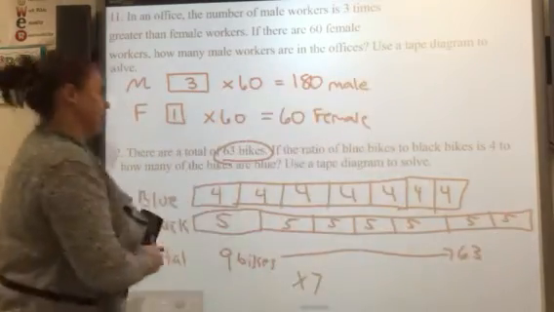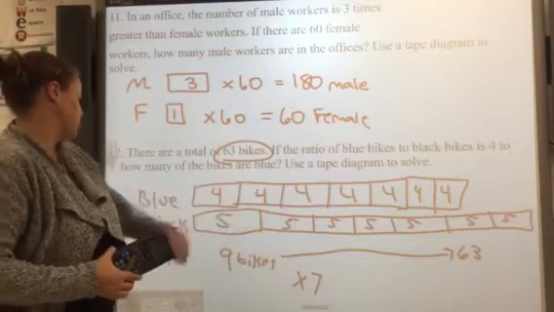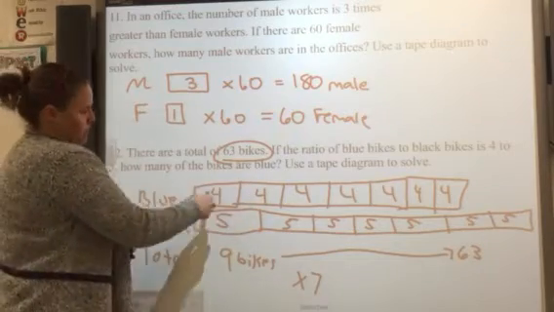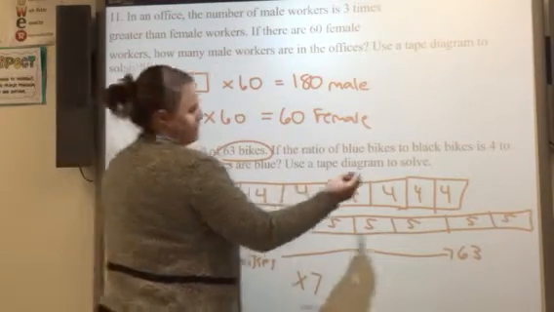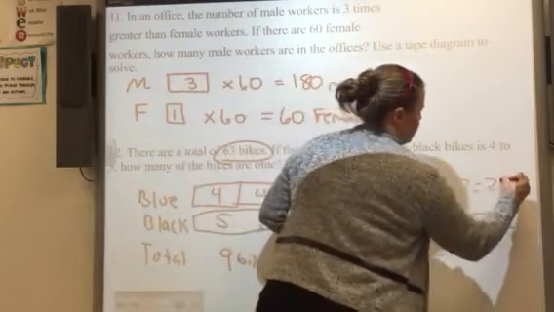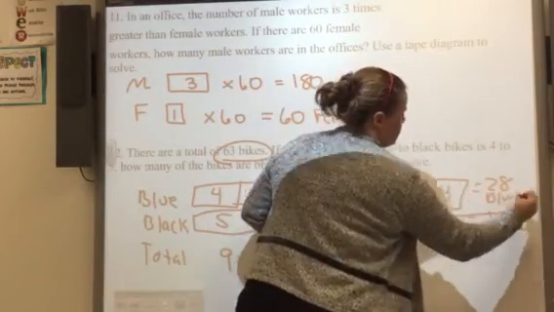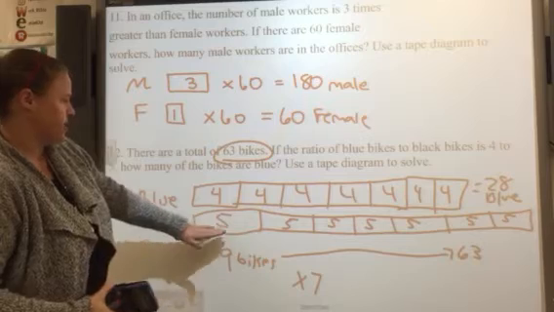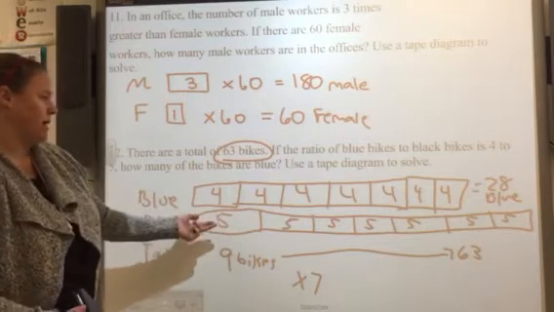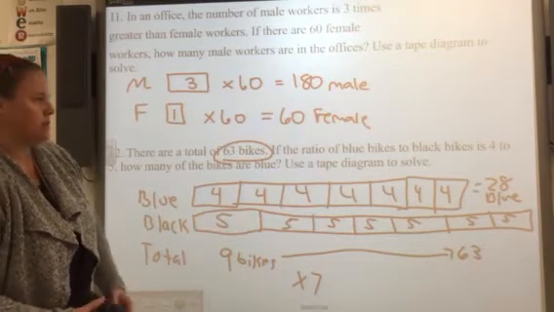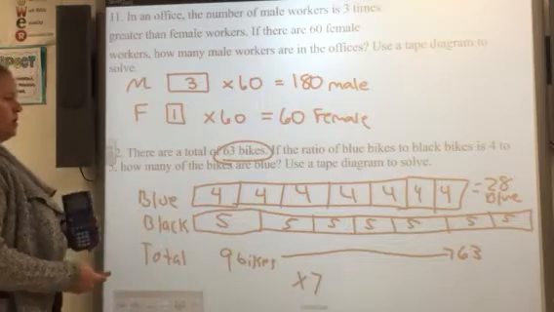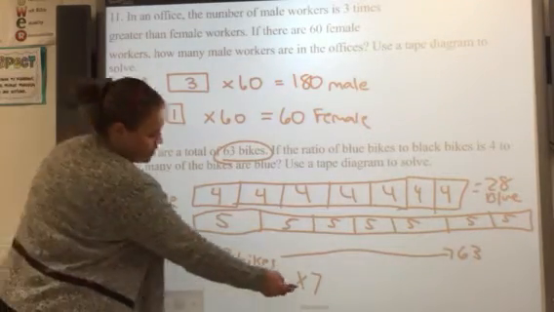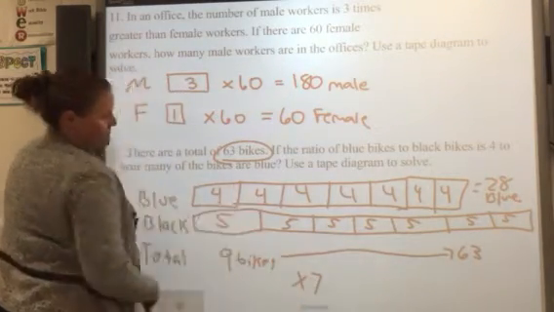And when I do that, it's asking me how many of the bikes are blue. So I go back in my blue and it's 4 times 7. So there's going to be 28 blue bikes, and there will be 35 of the black bikes if it was asking that. So because I increased this by 7, I'm going to increase these by 7 as well.